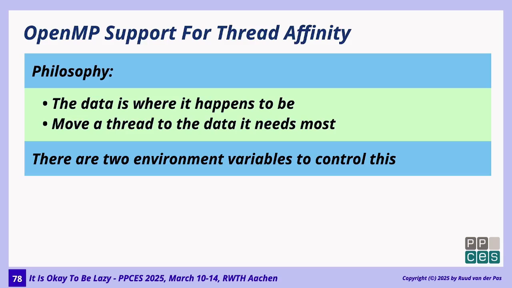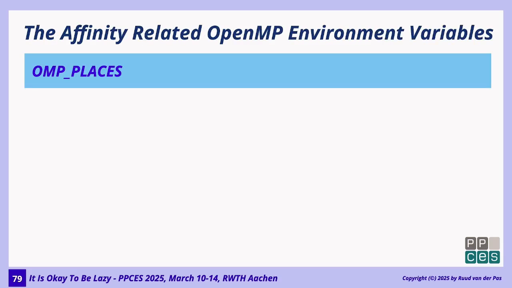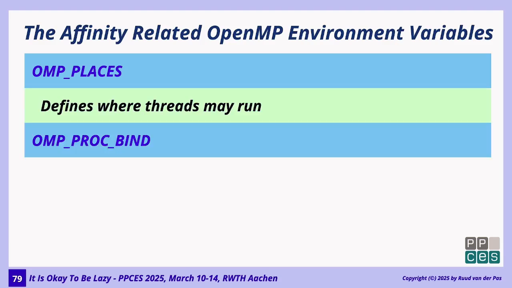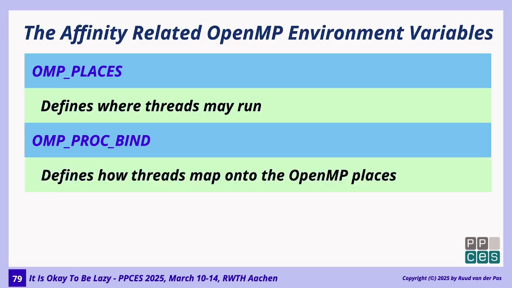And you get 2 environment variables. One is called OMP_PLACES, and that defines those candidate locations. Then there's OMP_PROC_BIND, and that defines the mapping of the threads onto the places. What is that? Well, let's say you have more places than threads. The question is which one to pick from that place list. And that's what you control with proc_bind, and you get several choices.